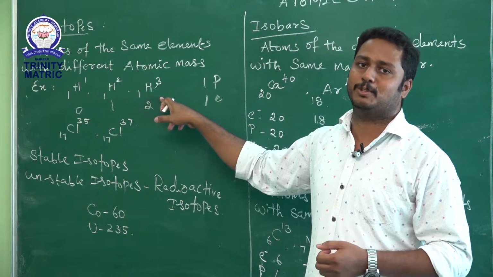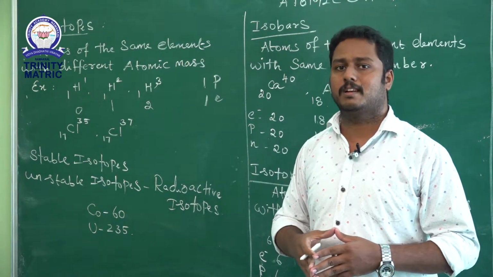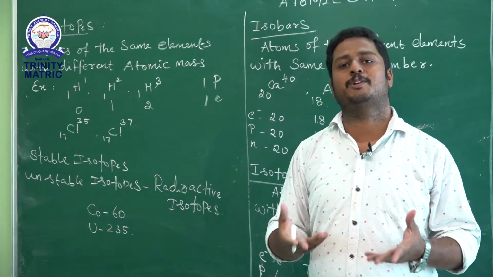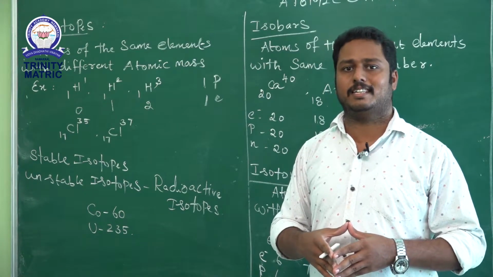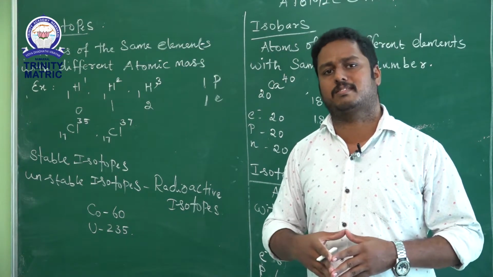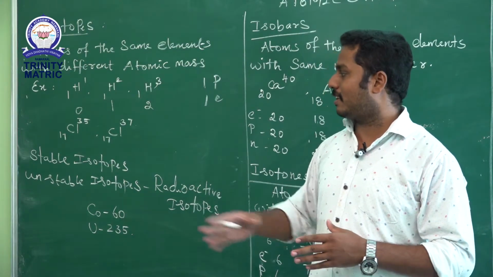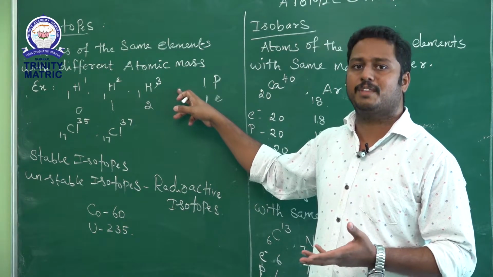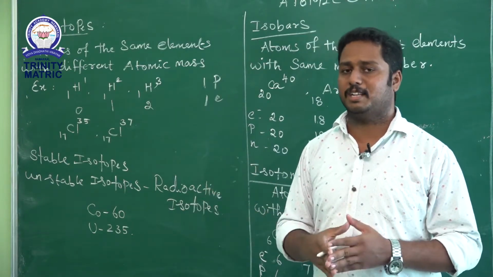Unstable isotopes are otherwise known as radioactive isotopes, because they have an unstable nucleus. How does it become unstable? Because it contains an excess number of neutrons. That is why the nucleus becomes unstable. So these isotopes are called radioactive isotopes. Tritium is one example of a radioactive isotope. This is called an unstable isotope.